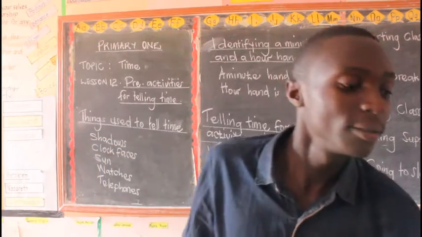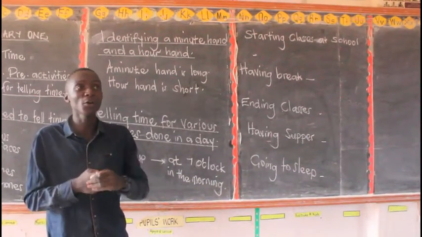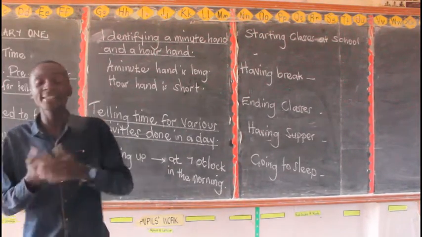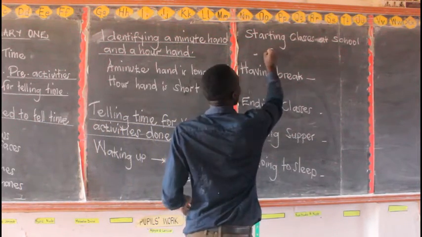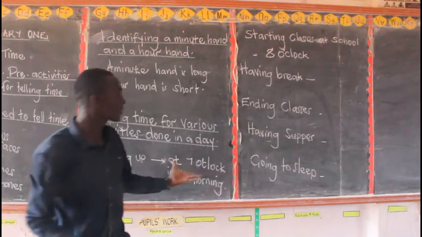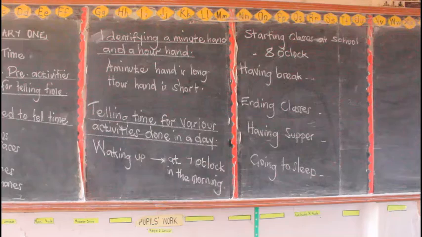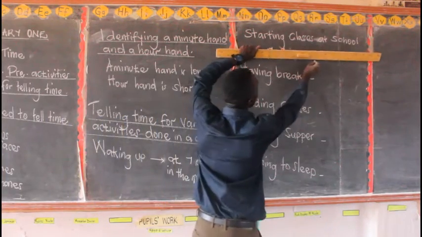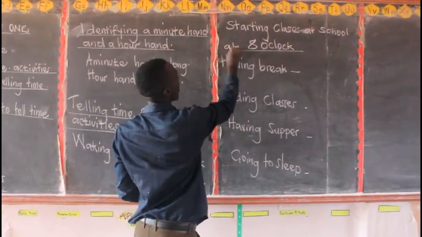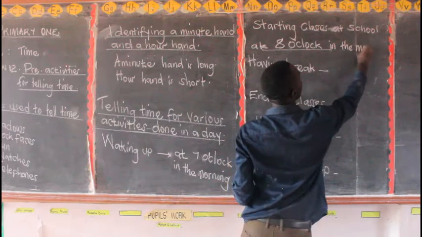Starting classes at school. At what time do you start classes at school? At Makindye Junior, we start classes at 8 o'clock. Because if you wake up at 7, you have to dress up, then you run and go to school. So we always start classes at 8 o'clock. In the morning, you should add the words in the morning, because that is still morning time.